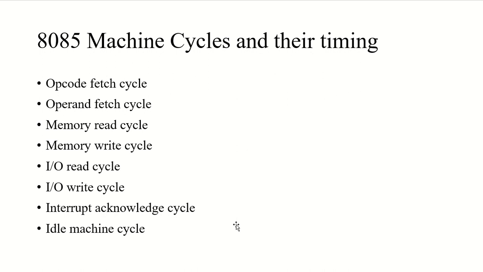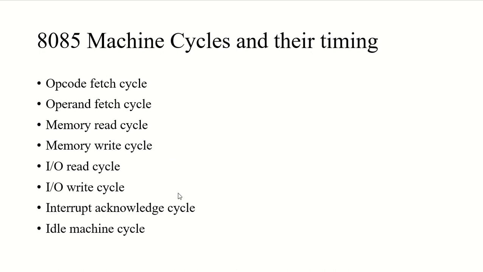Then we have the IO read and IO write cycles. Again, we execute these cycles to read data from IO devices, or to send data to IO devices. Because we are using the IO devices, the status of the IO line will be high, and the address. Then we have the interrupt acknowledge cycle. So in response to an interrupt request input, the microprocessor executes this cycle to read the information for interrupting the device.